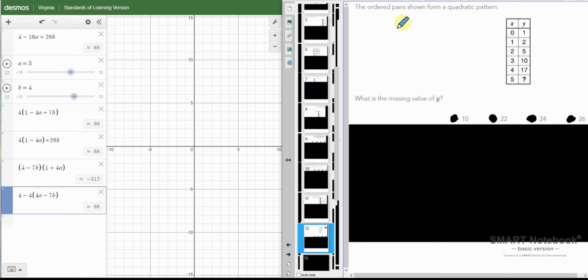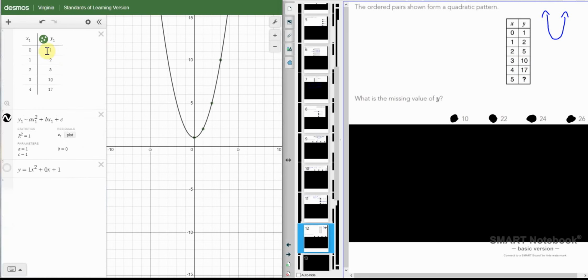All right. Next one, ordered pairs form a quadratic pattern. Remember, quadratic is our curve, our U shape. Right? And so they give you 5 sets of data. They're asking you to figure out what's y when x is 5. A couple of different ways of doing that. Okay, so I put my data in and then ask it for the quadratic function.